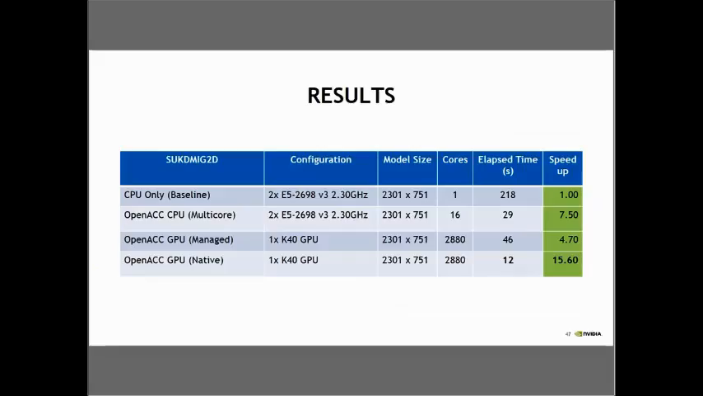Question is, what's the result? It's a very interesting result. So 29 seconds is on a Haswell-based platform with 16 cores. So you have performance portability at this stage using OpenACC.